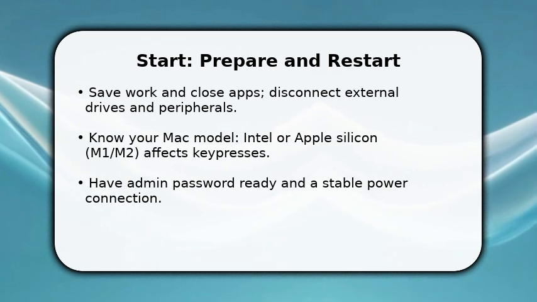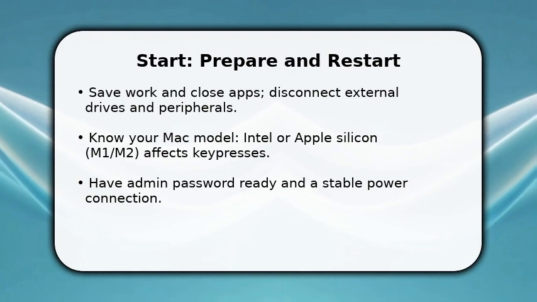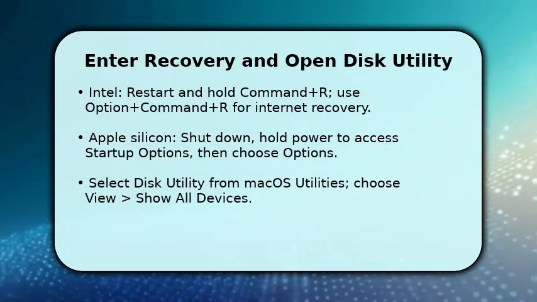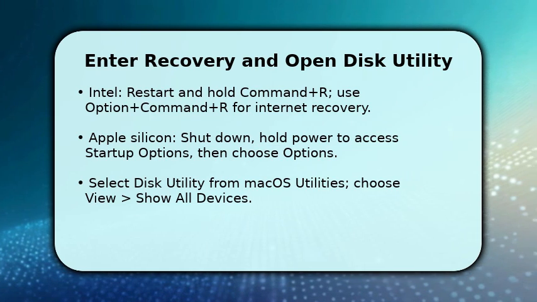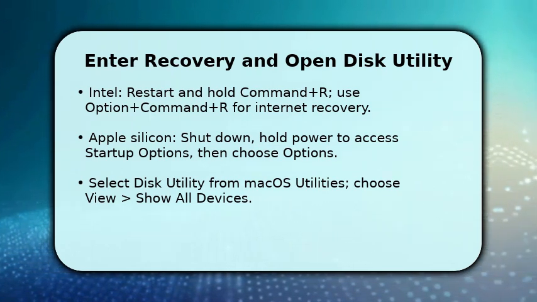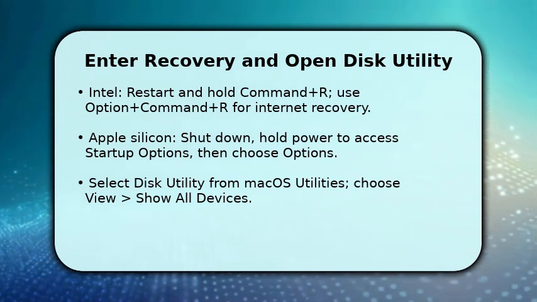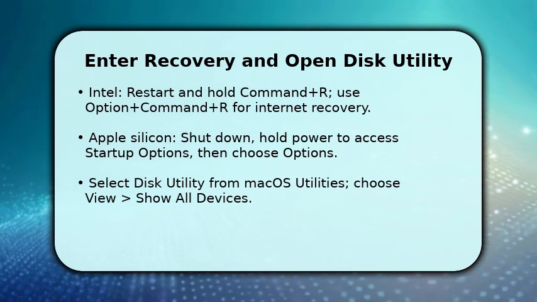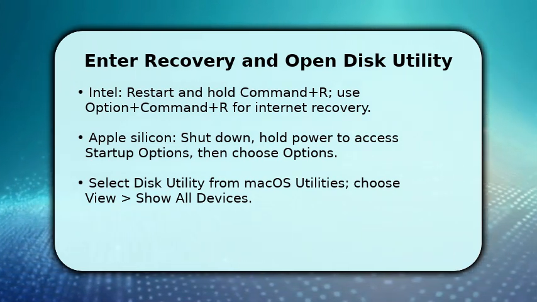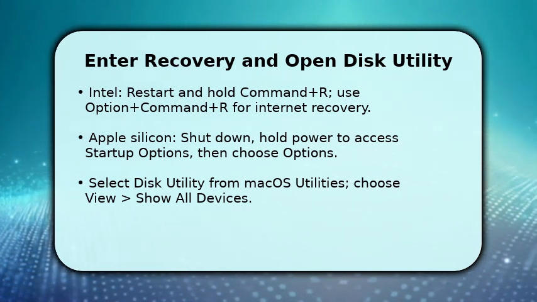You now start the recovery sequence. On Intel Macs, restart and hold Command+R until the Apple logo appears. Use Option plus Command+R for Internet Recovery when needed. On Apple Silicon, shut down, press and hold the power button until startup options appear, then select Options. Once in macOS Recovery, choose Disk Utility from the Utilities window. Make sure to set View to show all devices so you can see physical drives as well as volumes. This is essential for full repairs and formatting.